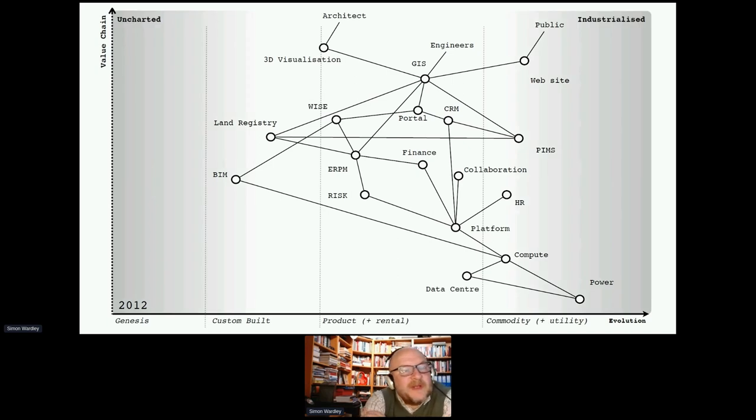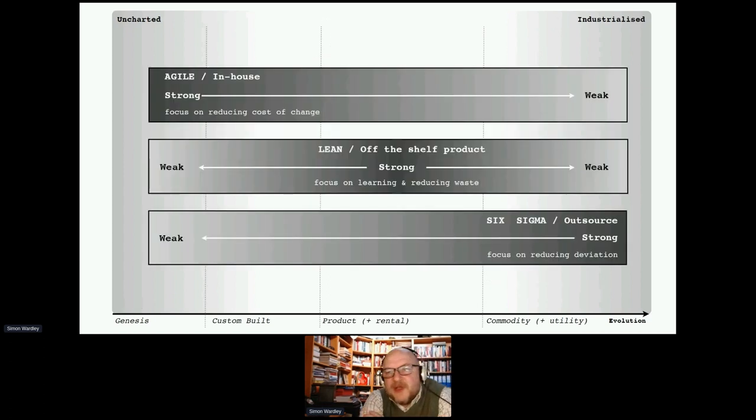Because when you look at a map, all the components are evolving from left to right. We know they go from genesis to custom to product to commodity. And what we discovered back in 2006 was that agile in-house development was extremely good on the left-hand side, because on the left-hand side, where it's this uncharted space, it's constantly changing, it's the genesis, you want to reduce the cost of change. But on the right-hand side, when it's become more industrialized, more commodity, you don't want to reduce the cost of change. In fact, you want to reduce deviation. So Six Sigma works better, outsourcing.